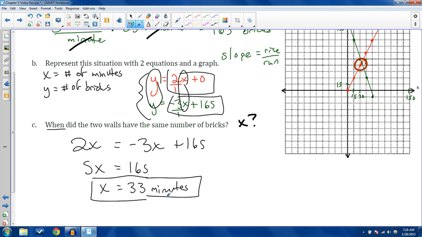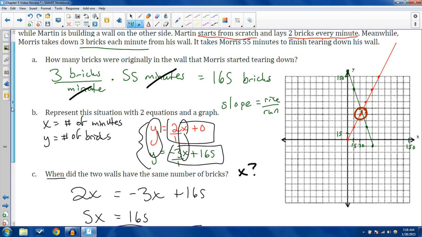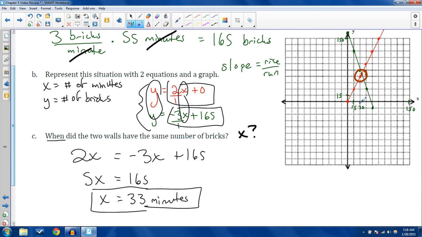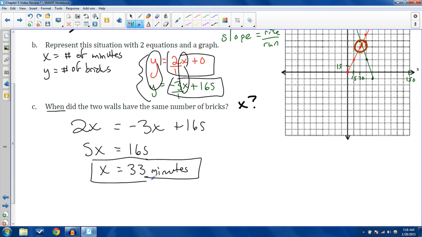It took 33 minutes for them to have the same amount of bricks while Martin was tearing, Morris was building, or the other way around. Morris was tearing. Okay, so that 33, you can see there's 30, here's 45. This is in between. Not exactly a decimal, but it's in between your increments of 15. So you do need to be able to find it that way.